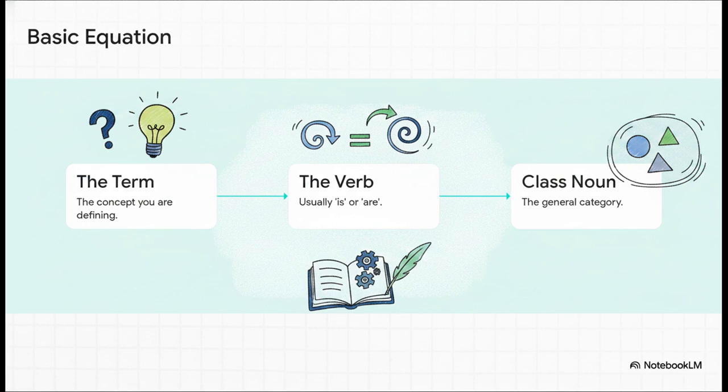This is the basic equation every good definition relies on, and the logic here is an incredibly simple 3-step process. Step 1, state your term, the thing you're defining. Step 2, add your verb, which is usually just a simple is or are. And Step 3, place that term into a general class or category noun. You always have to tell the reader what kind of thing it is before you tell them what it does.